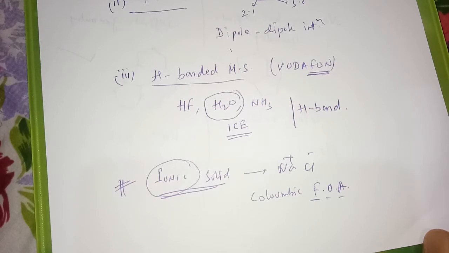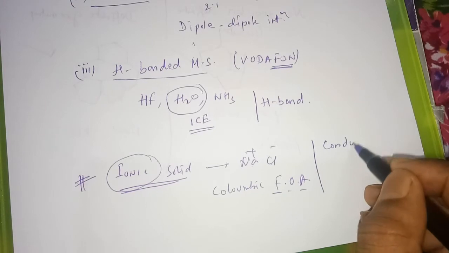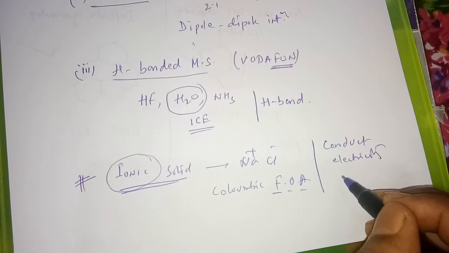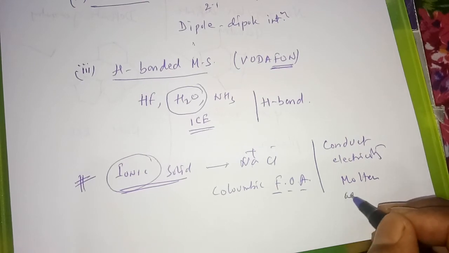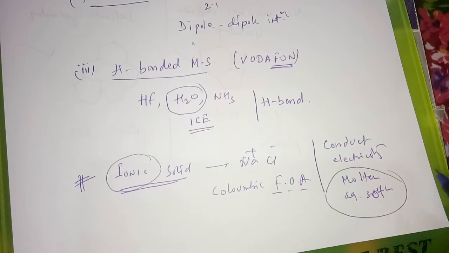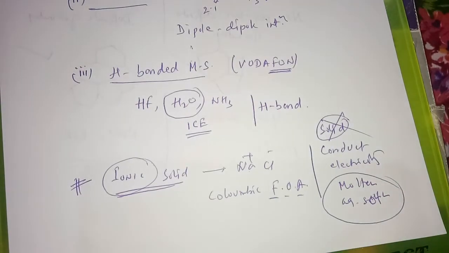So they do not conduct electricity in the solid state because the ions just vibrate in their own positions, but they conduct electricity in the molten and liquid state. Remember that part because this is required. Conduct electricity in molten or in aqueous solution, but in the solid state they do not conduct.